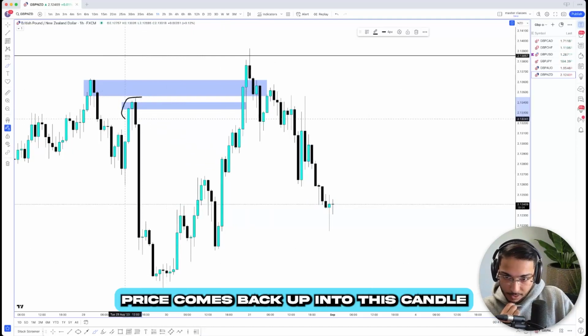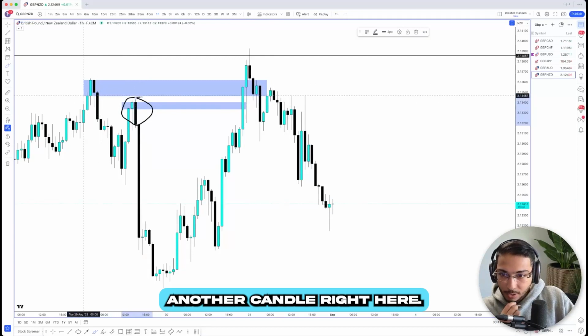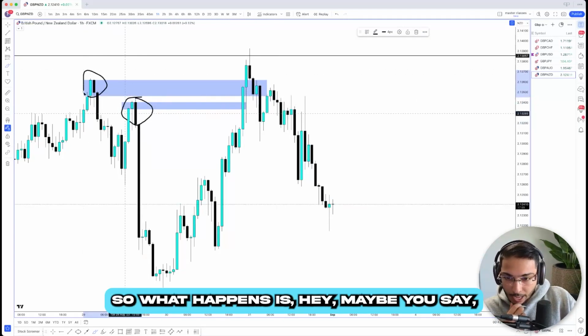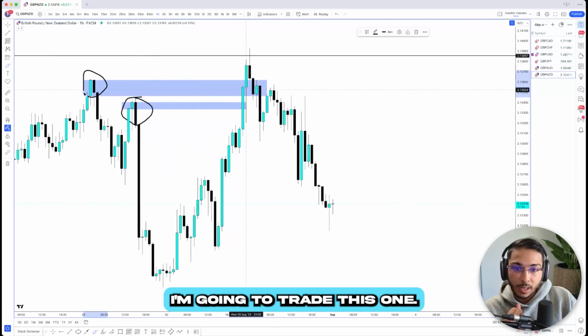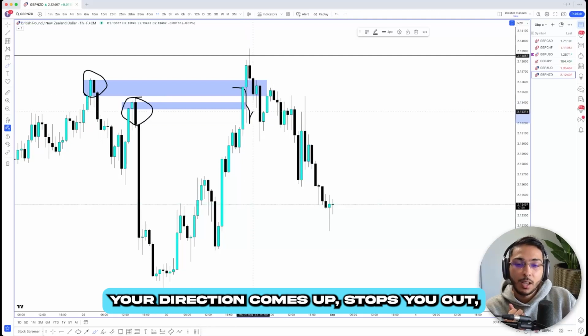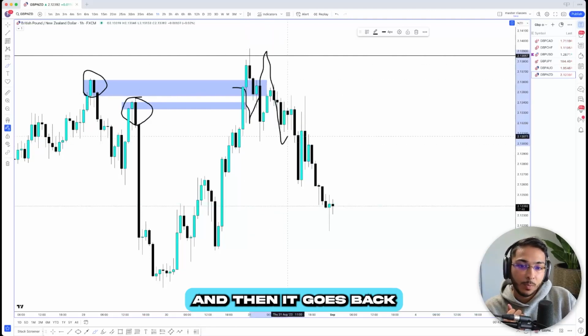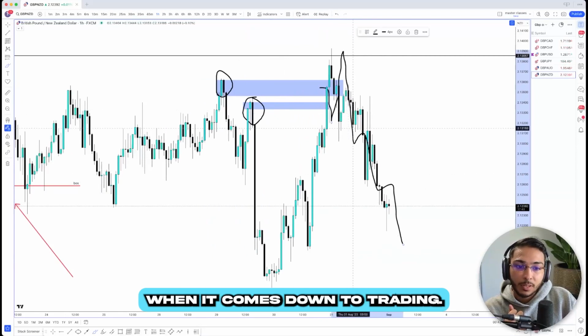Price comes back up into this candle, and what happens is right next to that candle, there's another candle right here. So maybe you say, hey, I'm not going to trade this candle, I'm going to trade this one. Maybe price hits your zone, triggers you a little bit, gets you going in your direction, comes up, stops you out, and then it goes back into your overall direction. That happens quite often when it comes down to trading.